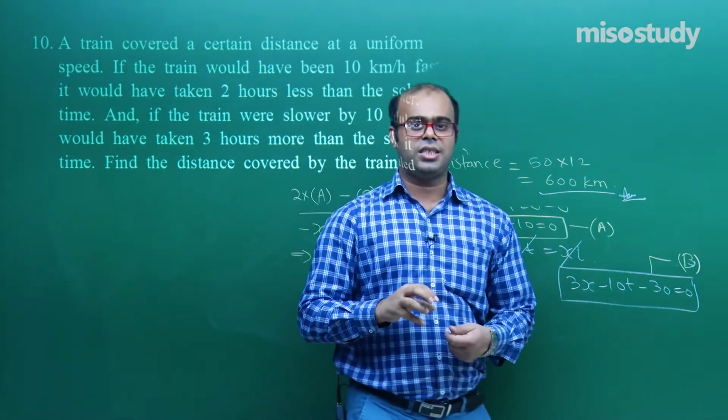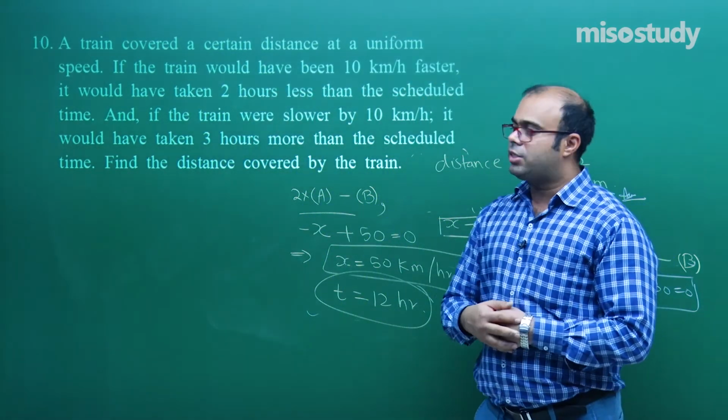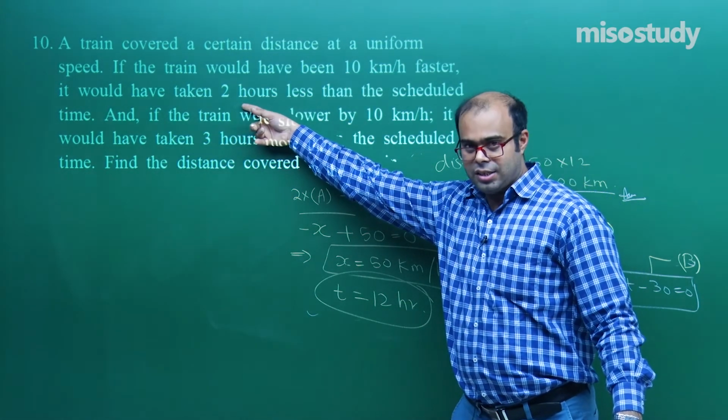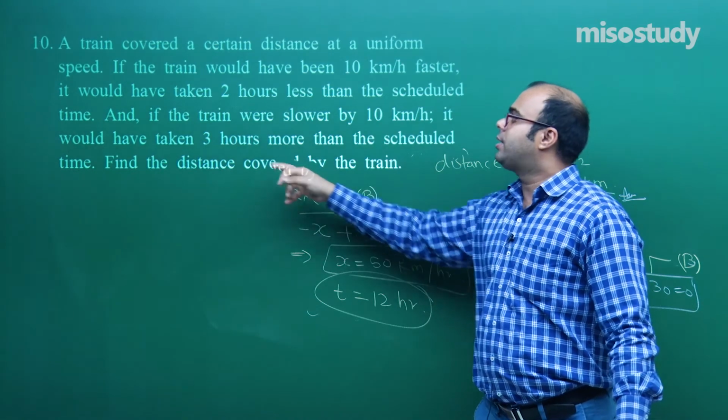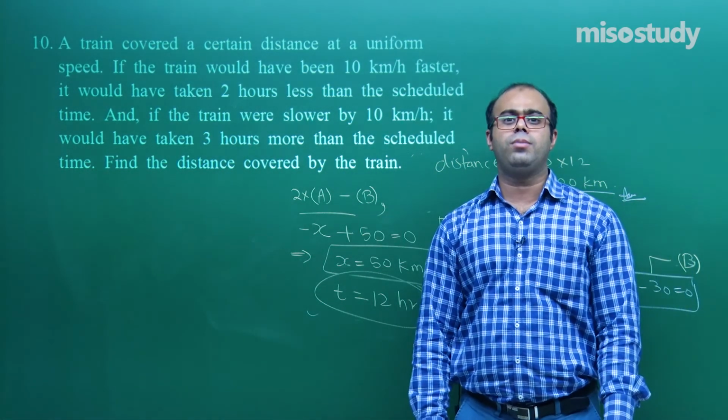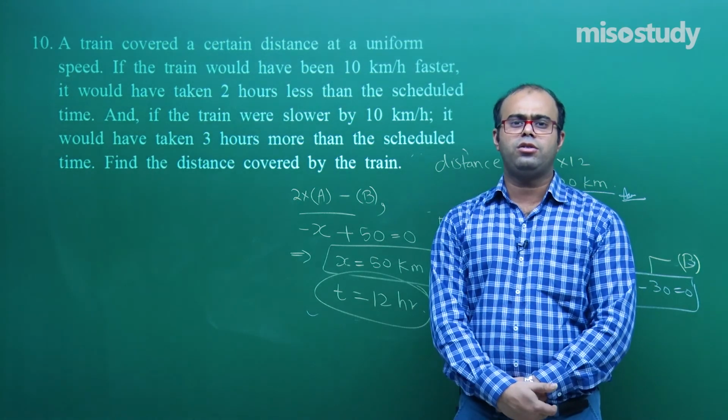If the distance is 600 kilometers, then in that situation if you increase the speed by 10, the time will be 2 hours less, and if you decrease by 10, the time will be 3 hours more. Okay students, so these are a few of the questions which we do by application of linear equations in two variables. Thank you.